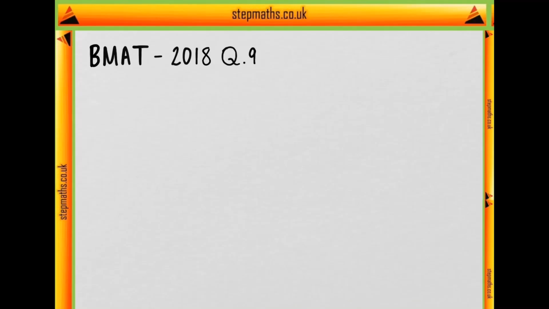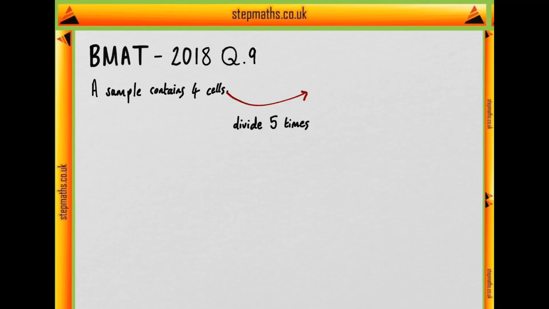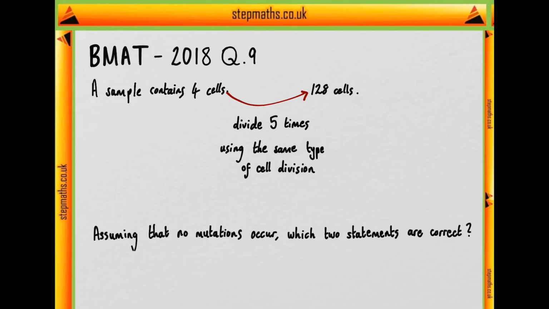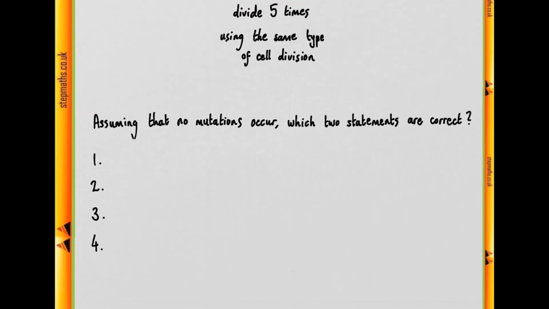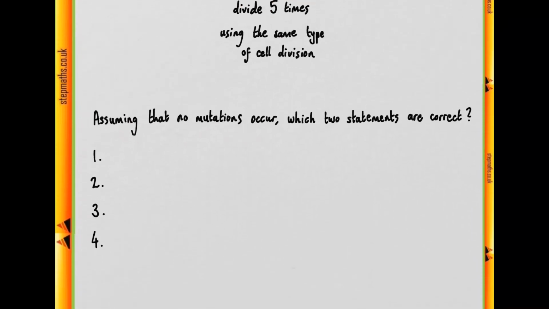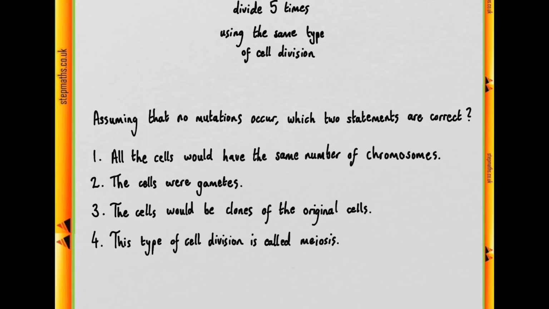In question 9, we're told that a sample of healthy human cells contains 4 cells, and after they were allowed to divide 5 times, notably using the same type of cell division every time, you ended up with 128 cells in the sample. We're then given a few statements, and assuming that no mutations occurred, which 2 of these statements must be correct? So here are our statements.